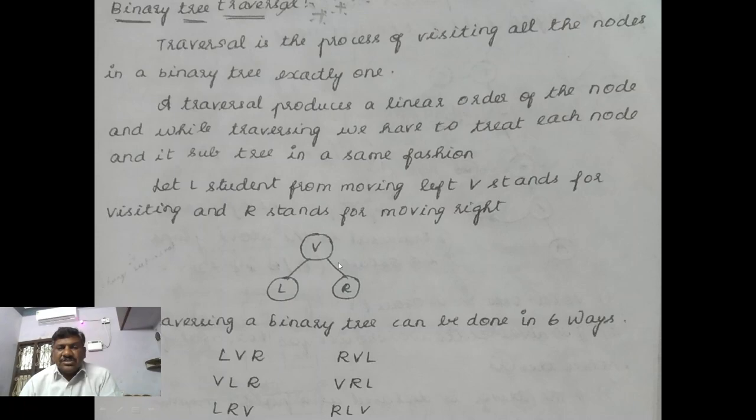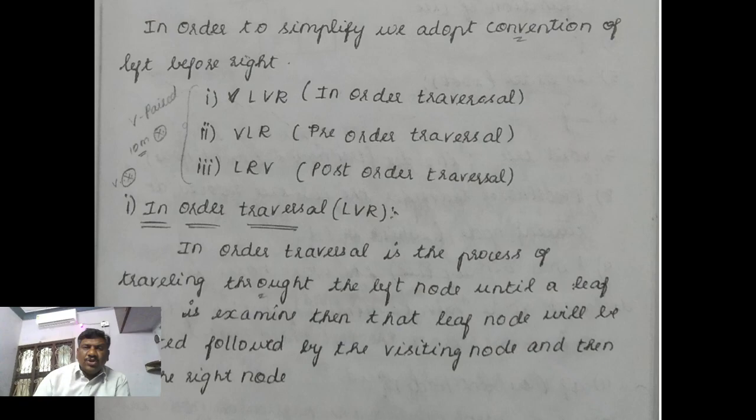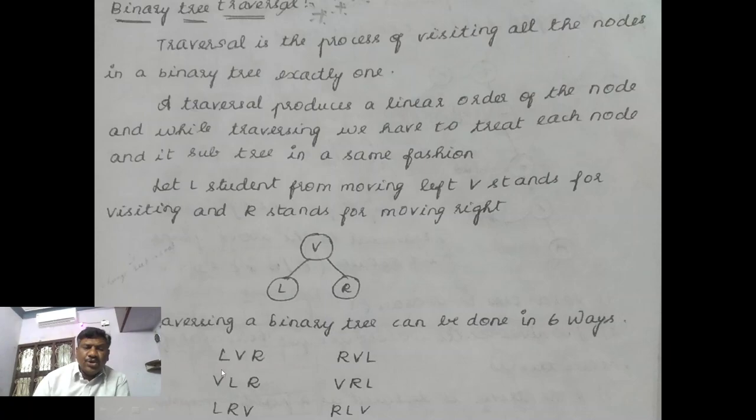Now, instead of using these six possible ways, I am going to minimize the number of executions. How am I going to minimize the number of executions? Out of these six possible ways, I am going to take only three possible ways. What are the three possible ways? To take these three, I am going to apply a rule: left before right. The left node has to be visited before the right node. This is the way I am going to visit this particular node.